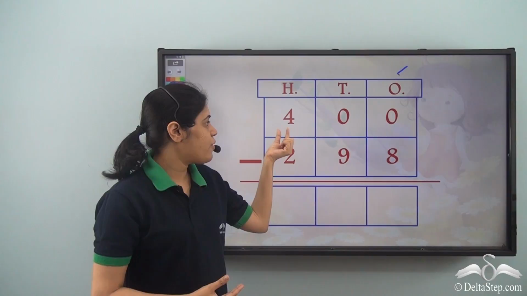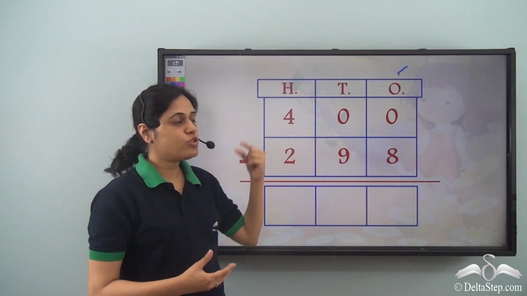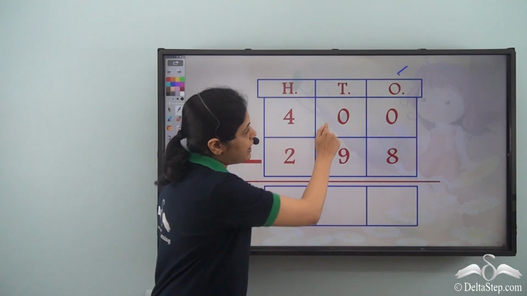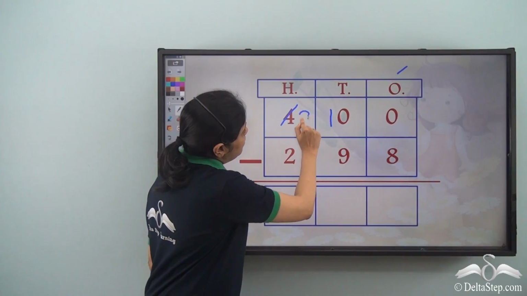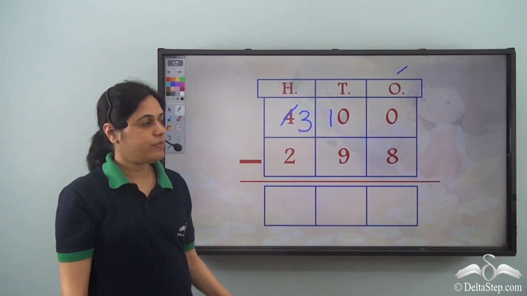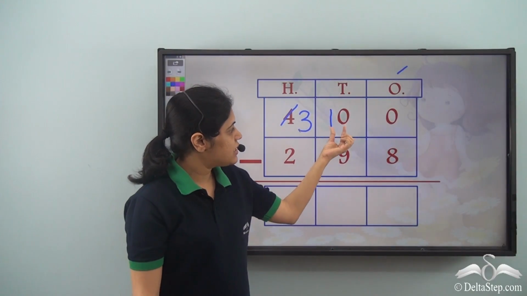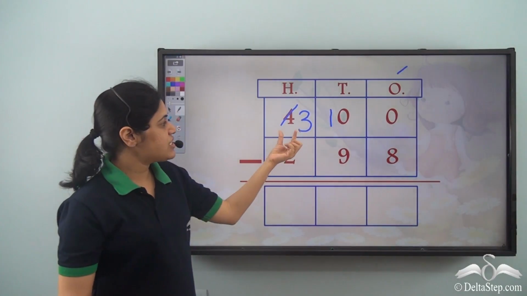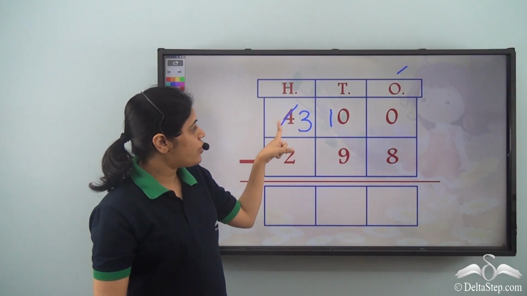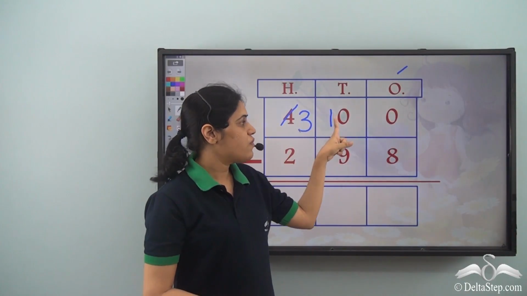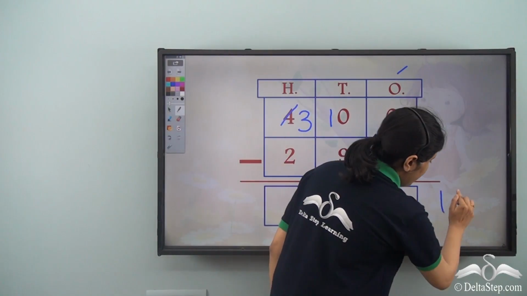It takes the help of 4. So this 0 borrows from this 4 and becomes 10. And this 4 becomes 3 because 4 has given 1 to 0. So this becomes 10. Now what is happening here? This is 4 hundreds. Now 4 hundreds has given 1 hundred to this 0.